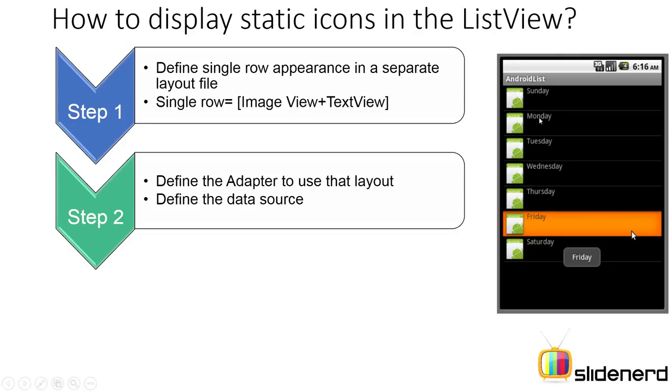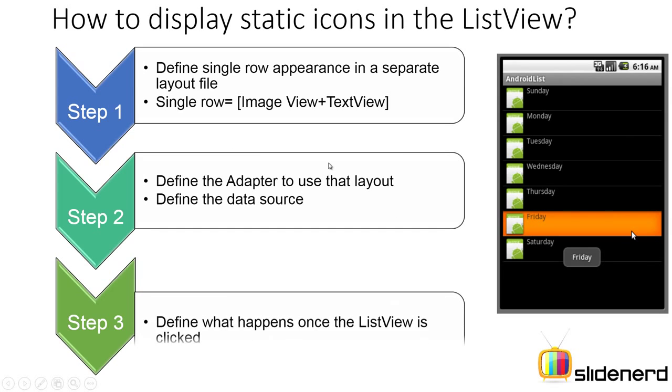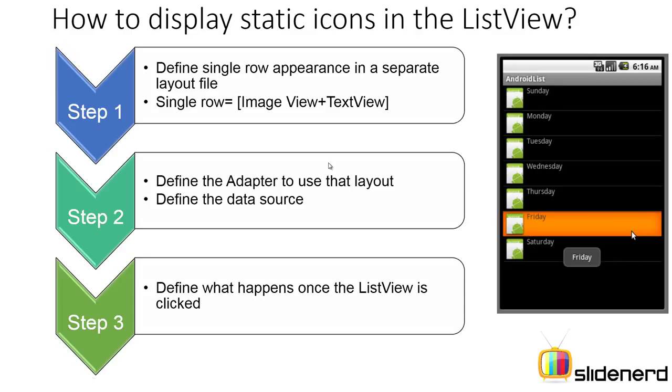Now for example, Sunday, Monday, Tuesday, Wednesday, all these elements you see, they are going to be placed in an array which is going to be our data source, and our adapter is going to use this layout and map the data from this data source into this single row. Step 3. Define what happens once the list view has been clicked. Alright, so these are the 3 steps we have. Pretty simple and straightforward. Let's see how this works.